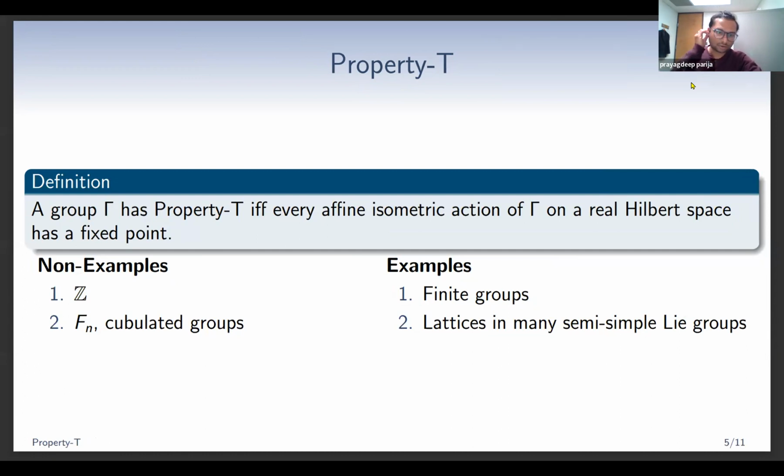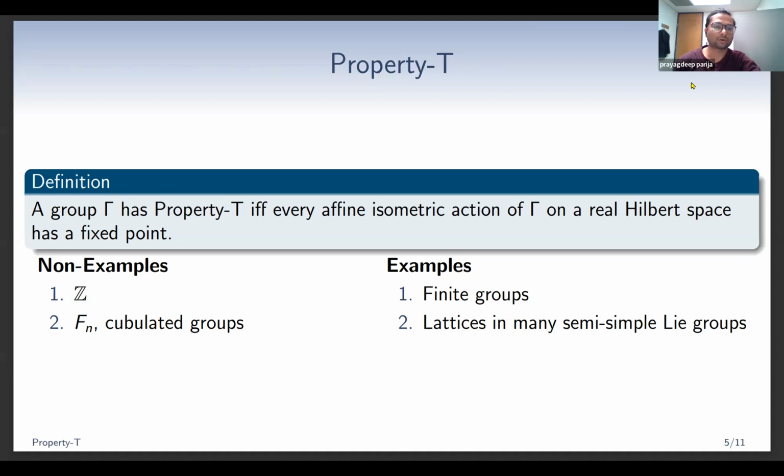Some examples of groups having property T are finite groups, because you'll be forced to have a fixed point. A group not having property T is, let's say, Z. Think of Z acting on the real numbers by translations, then you will not have a fixed point. So Z is a group which doesn't have property T.